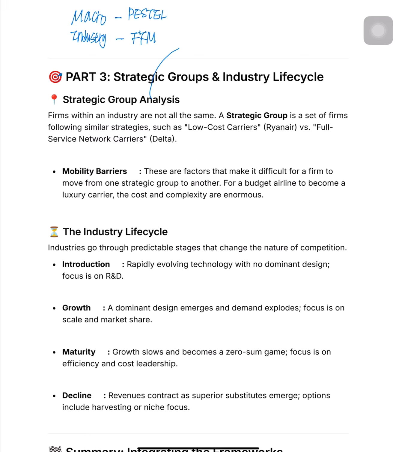Okay, so I'm going to write it. Heterogeneity by grouping firms that compete on similar strategic dimensions.